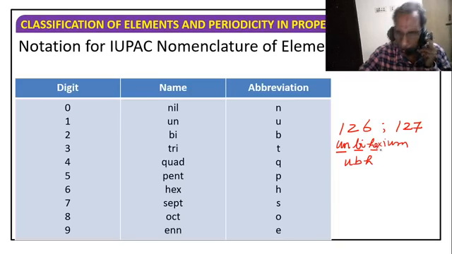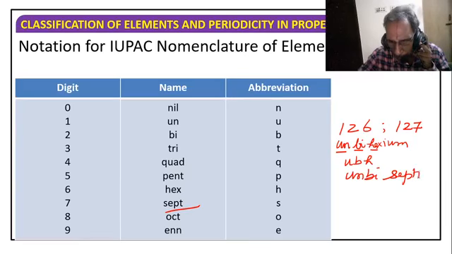Good, nice. So, Ubh. Next, 127 is unbiseptium, so Ubs.